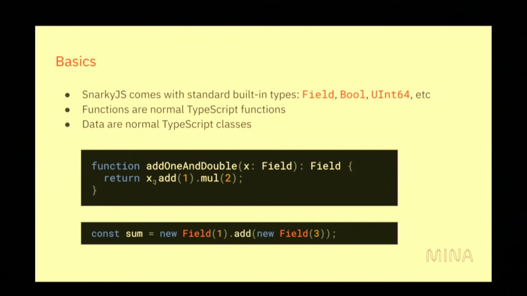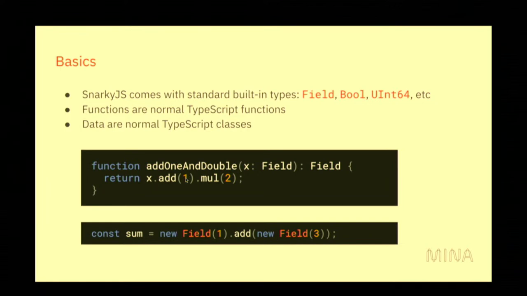A common question is, why can't we use the JavaScript infix operator here? Why can't we do x + 1? Well, the reason is because JavaScript doesn't know how to make sense of field elements, and it certainly doesn't know how to turn them into an equation. And so this is what SnarkyJS does. It lets you define addition over these field elements, and it figures out how to turn this addition into something that's a part of the math problem so that it's constrained by the proof.